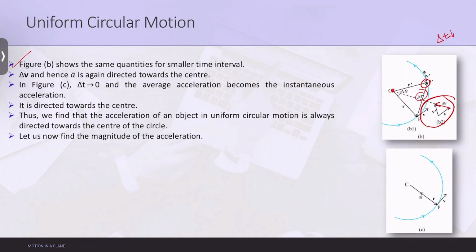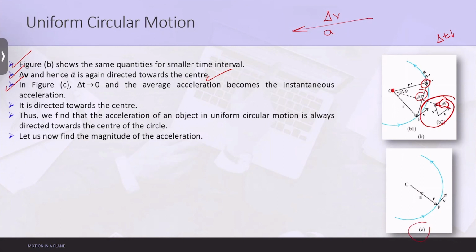Figure C shows the same quantities for a smaller time interval. Now delta V bar and hence A bar, because we know that delta V and A both are in the same direction. So delta V and hence A bar is directed towards the center. Same discussion again as in the previous slide. Only the change is that this time the displacement is being reduced. Okay, fine. Next thing is in figure C, delta T tends to 0.